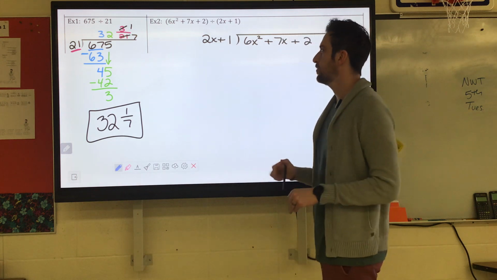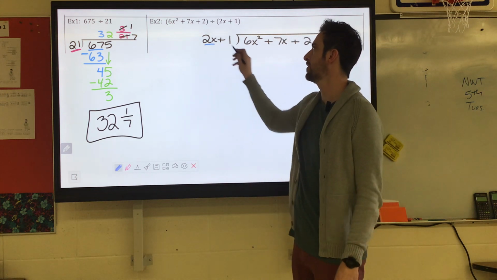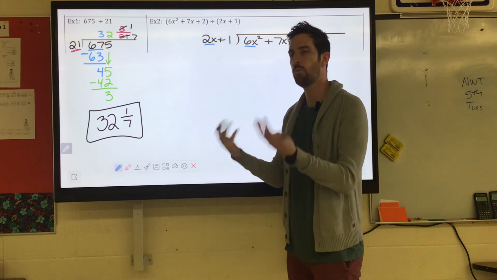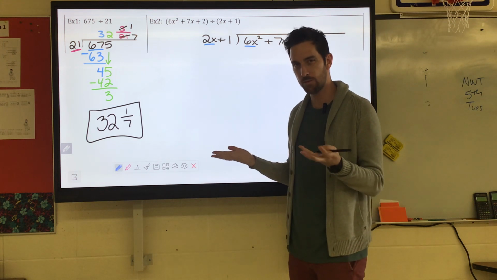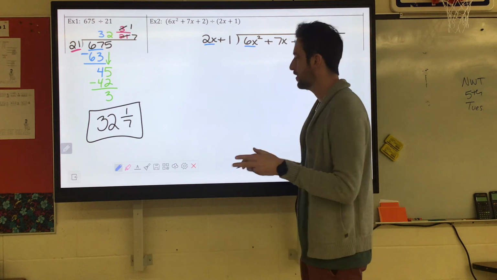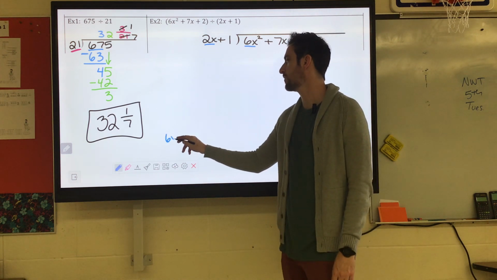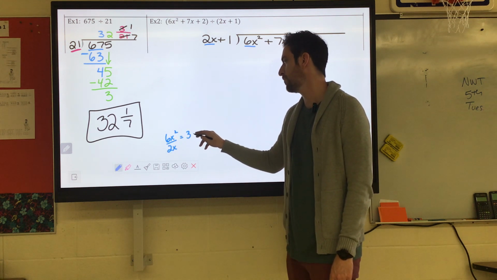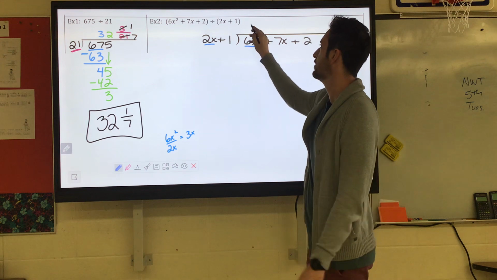Cool. So we're checking 2x into 6x squared. 2x times what gives you 6x squared? And that's 2x times 3x. Or you could be thinking of it like 6x squared divided by 2x. And that would give you 3x as well. That works. Cool. So I write the 3x up here.